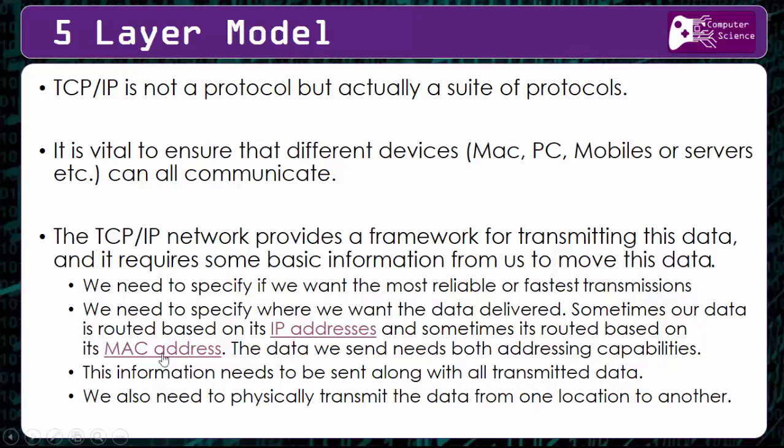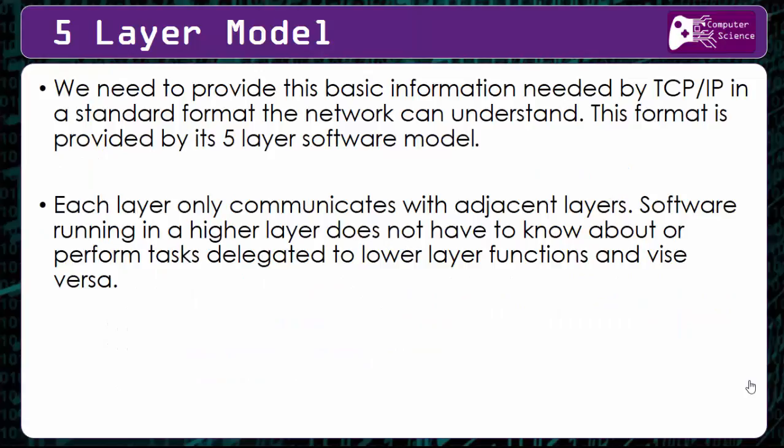All this information that we've just talked about needs to be sent along with the data that you obviously want to transmit. And you also need to physically transmit the data from one location to another, be that via wireless such as Bluetooth or Wi-Fi, or along a network cable. This basic information needed by TCP/IP needs to be in a format that the network can understand, and the method that you need to be aware of is the 5-layer model. If you're researching on the internet, you'll also see a 7-layer model, but for your exam you need to understand the 5-layer model.